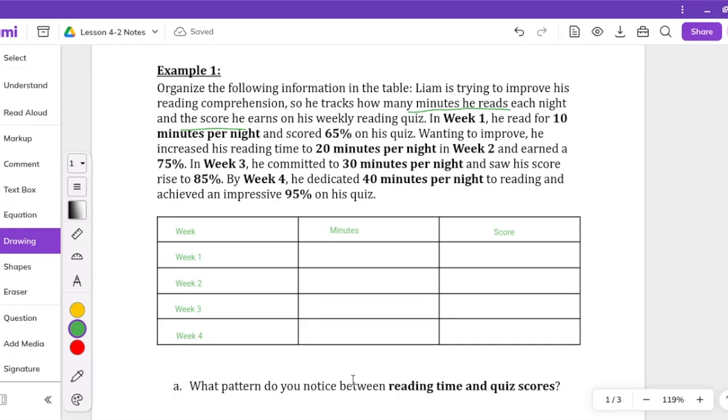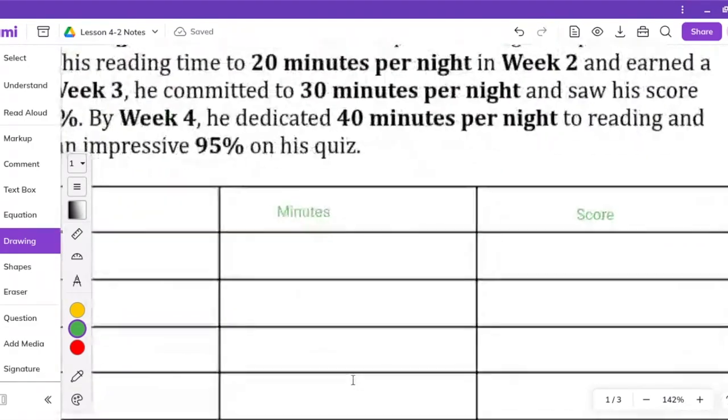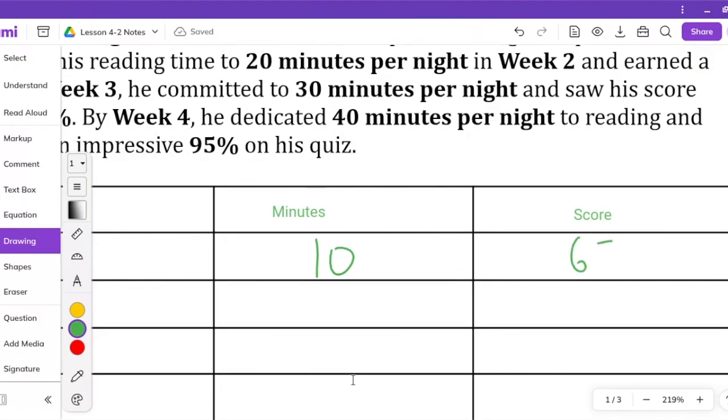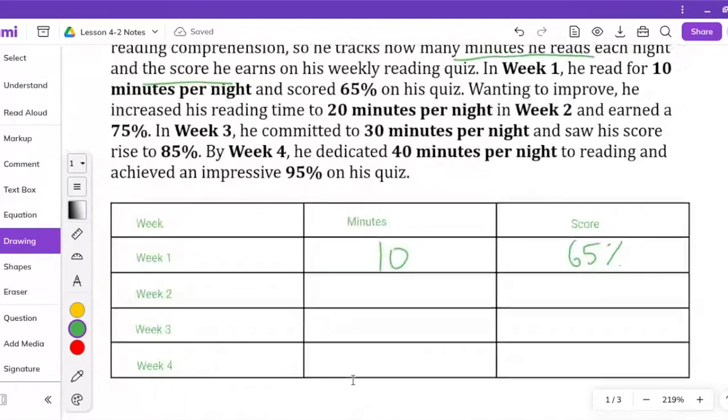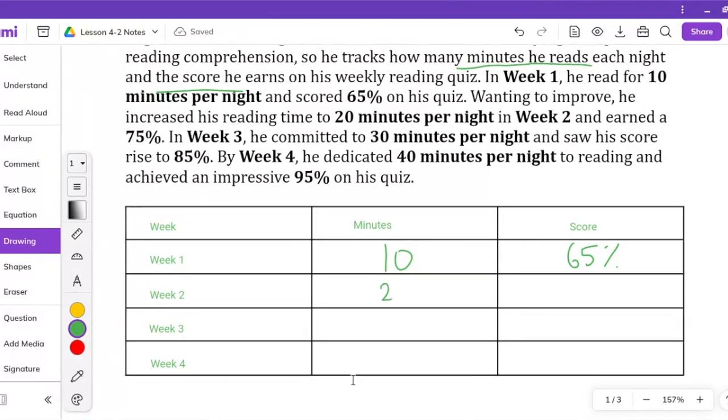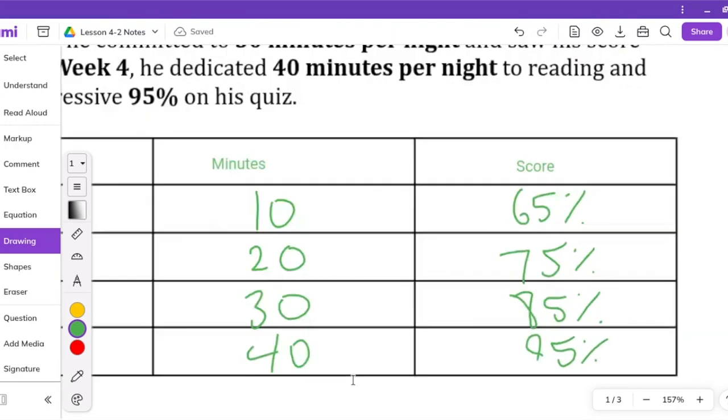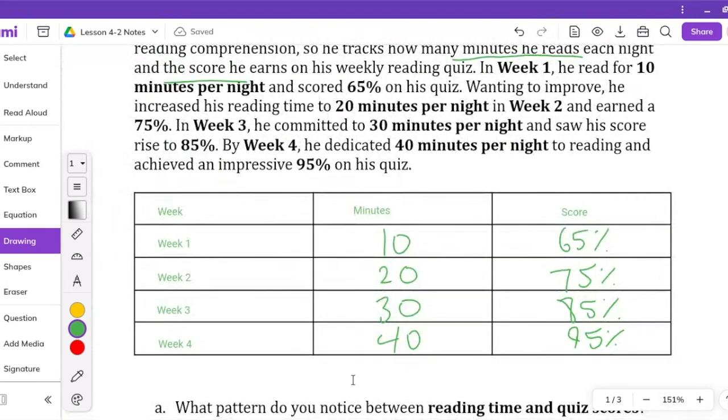Now that I've got that in there, all I got to do is fill in my data. So in week 1, 10 minutes yielded him a score of 65%. In week 2, 20 minutes, he doubled his efforts, got him 10 extra points. And he went to 30 in week 3 and got 85. And then in week 4, 40 and got 95. So when we take these numbers, here's the benefit of a table. We take these numbers out of a paragraph. It's really hard to see what the data are doing there. But here you could see as we increase the amount of reading each week, the score, that's going up as well.